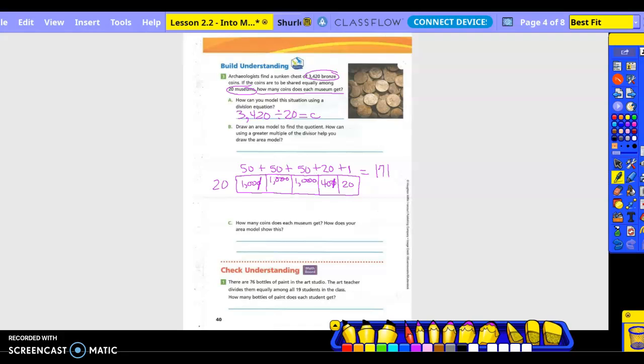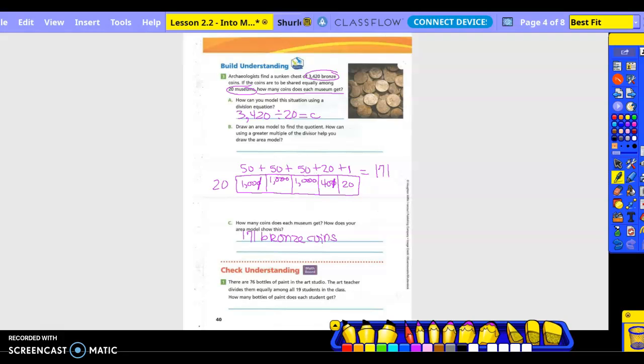Okay, so how many coins does each museum get? 171 bronze coins. And then how does our area model show this? So basically we just broke apart 3,420 into smaller pieces, divided it by 20, and then put those pieces together, right? Okay. Check understanding number 1.